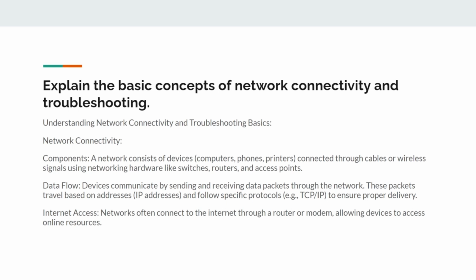Explain the basic concepts of network connectivity and troubleshooting. Let's first understand network connectivity. Network consists of devices that connect through cable or wireless signals that use the hardware like switches, routers, and access points. The data packet flows through network and they use IP address. The internet often comes through router, modem.